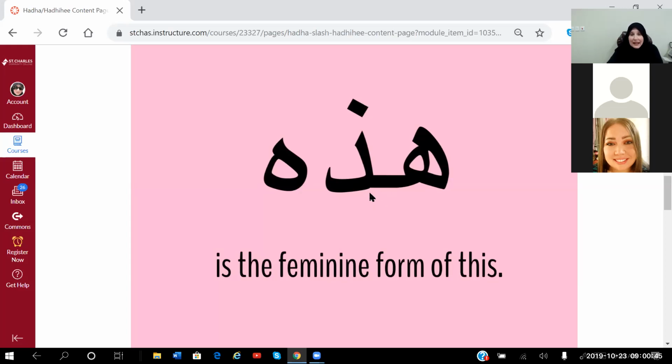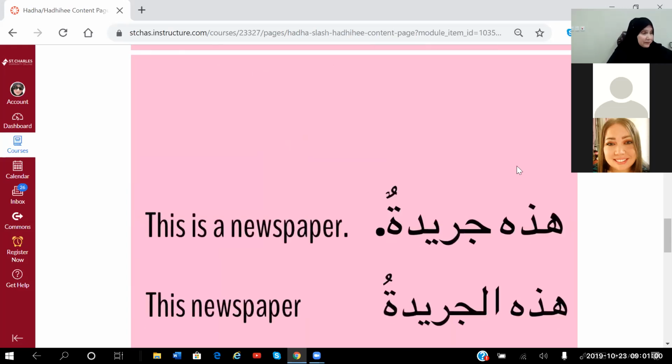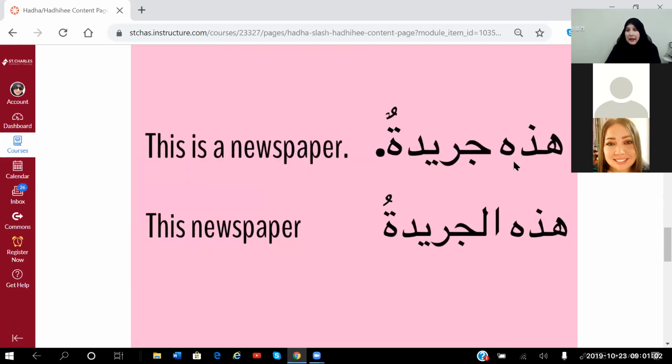So you can't say hadihi kitabun, okay? That's wrong because hada is the masculine form of this. So here we use hadihi when we have feminine nouns. For example, we have hadihi jaridatun. If we say hadihi jaridatun, we're saying this is a newspaper. It's a full sentence.